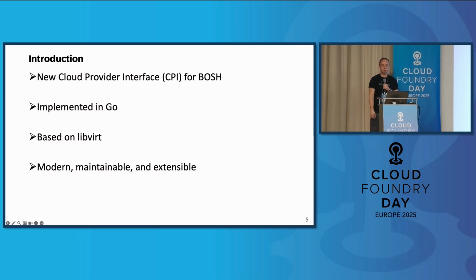Based on that information, I've started to think about a new implementation, and after a few internal discussions, I selected Libvirt as a generic solution for the issue. The idea is to implement a new CPI for BOSH based on Go as a programming language and Libvirt as an interface for the generic communication with the virtualization backends. The new CPI should provide as a starting point the same functionality as the old VirtualBox CPI. The new implementation is also modern and maintainable and extensible for further virtualization backends.